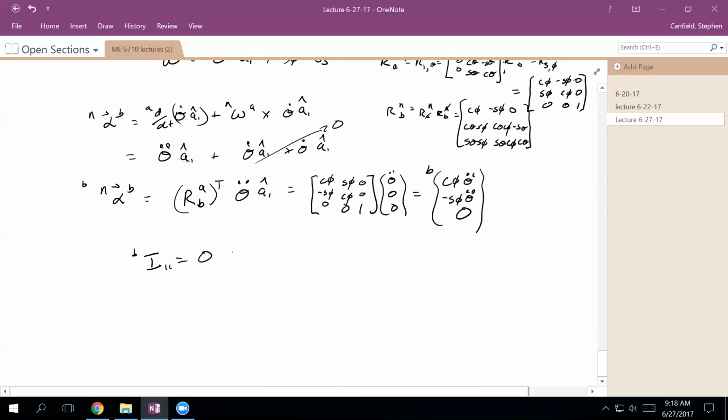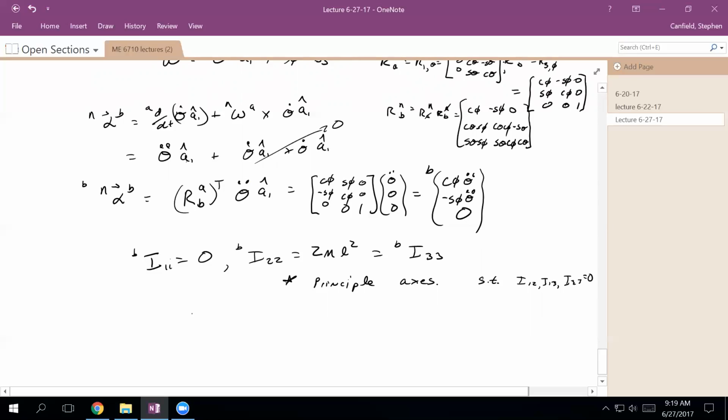So I about the 1, 1 is 0. I about the 2, 2 is mass times length squared. That length was L. And I've got 2 of those things. That's I3, 3. And these are about the B-frame coordinates. These are the principal axes. Principal, I guess we've decided it's principal that way, axes, such that my I12, I13, I23 are all 0.